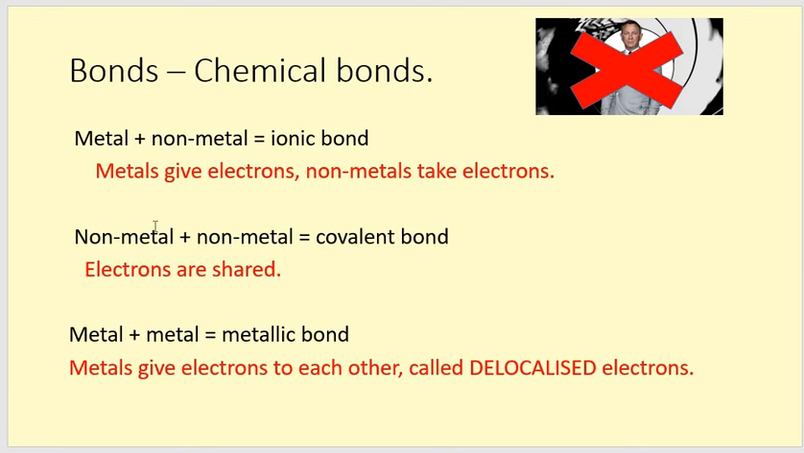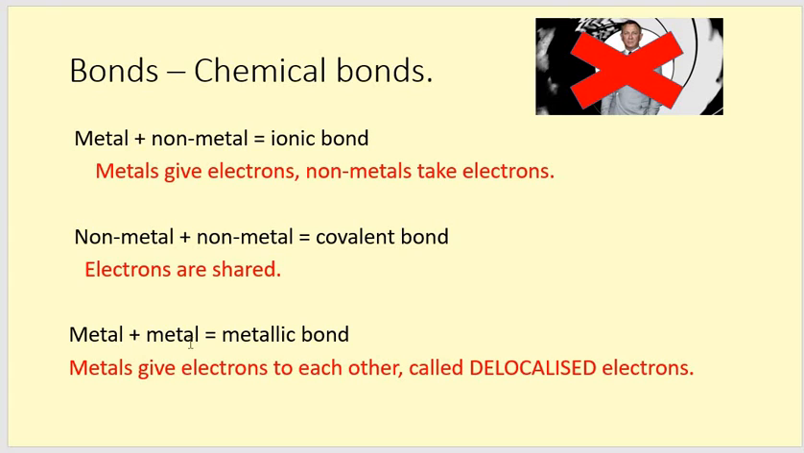If you have 2 non-metals, you have something called a covalent bond. Weird word, just have to learn it, I'm afraid. Electrons are shared, so each of them shares nicely, just like happy brothers and sisters.